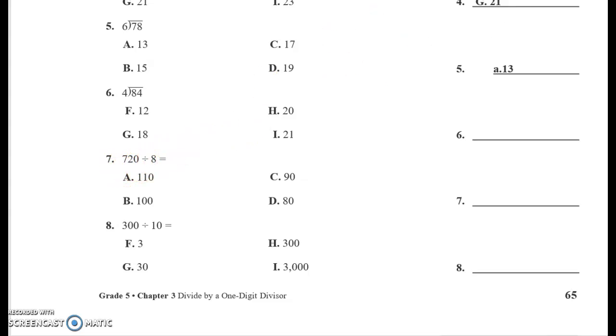Okay, so we're going to go over number 7. We have 720 divided by 8. How do I set that up? You put the 8 in the side, and then you have to put the 720 inside. Okay.